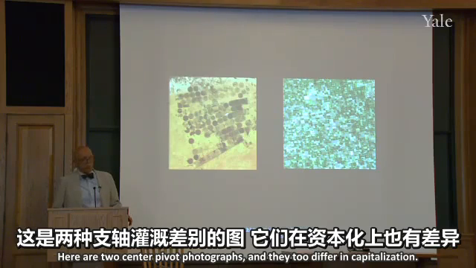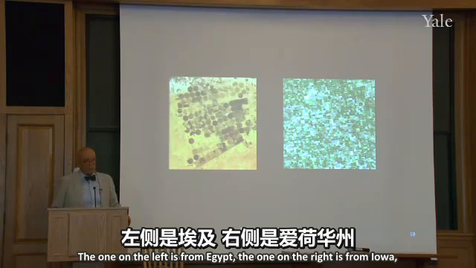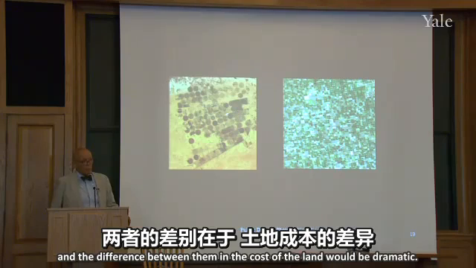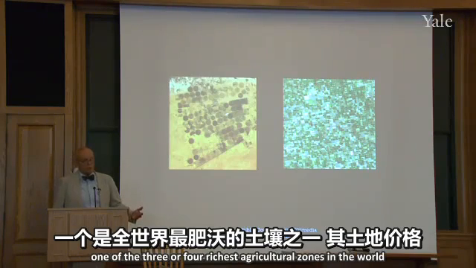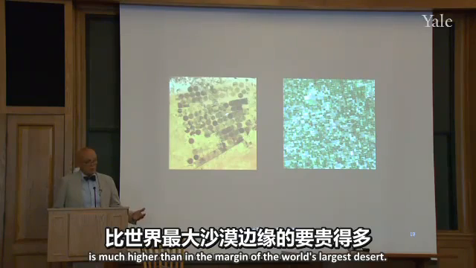Here are two center pivot photographs, and they too differ in capitalization. The one on the left is from Egypt. The one on the right is from Iowa. And the difference between them in the cost of the land would be dramatic. The market price of highly productive loam soil in one of the 3 or 4 richest agricultural zones in the world is much higher than in the margin of the world's largest desert.